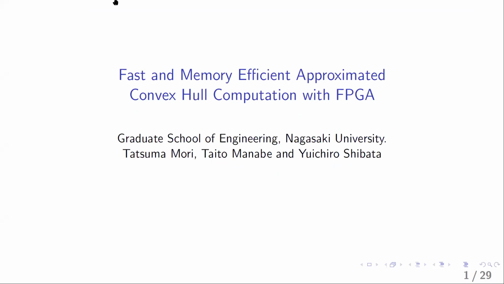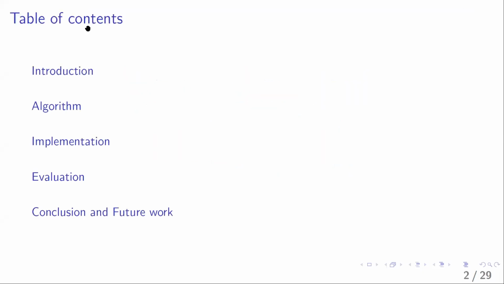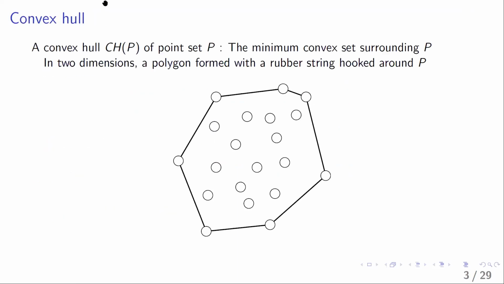I will now start my presentation of Fast and Memory Efficient Approximated Convex Hull Computation with FPGA. The table of contents is as follows. First, I will explain about the convex hull. A convex hull of a point set is the minimum convex set surrounding the point set. In 2 dimensions, the convex hull is a polygon as shown in the figure.